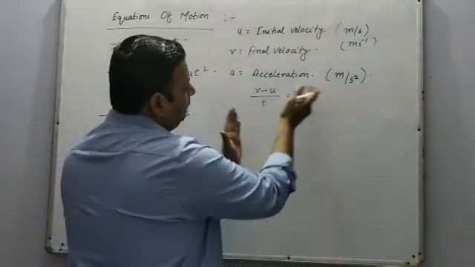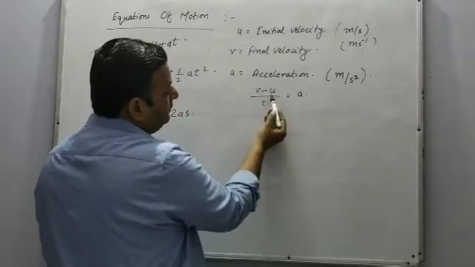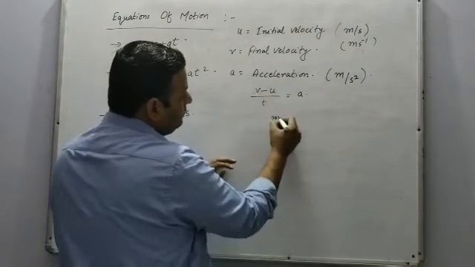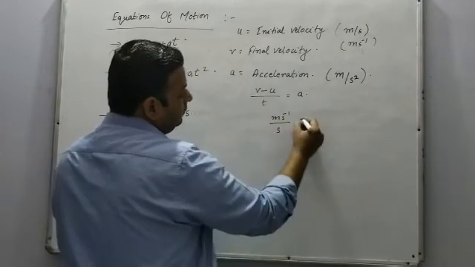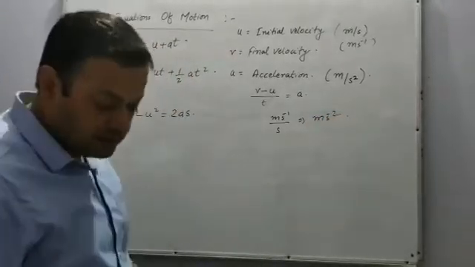We can also derive the unit from here. SI unit of V is meter per second, U is meter per second. So meter per second minus meter per second is also meter per second, divided by time in seconds. So that would be equal to meter per second square. So acceleration.